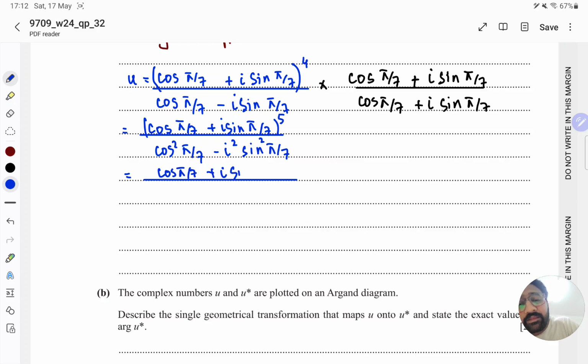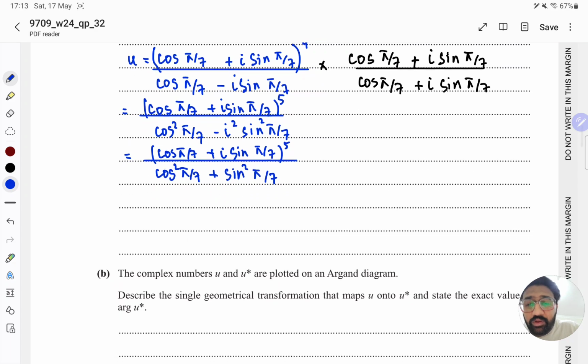So I sin pi by 7 whole power 5. In the denominator, the negative is going to change into a positive because i squared is negative 1. So we'll have cos square pi by 7 plus sin square pi by 7. Now if you look at the denominator, we can see that it is cos square.